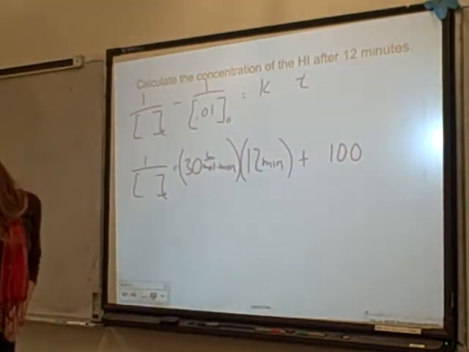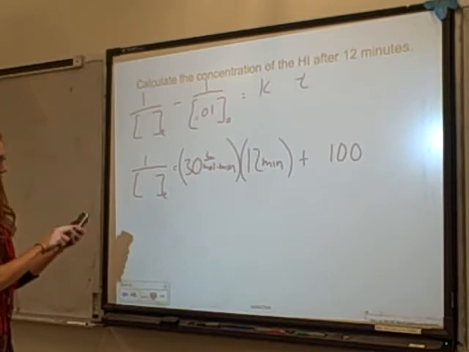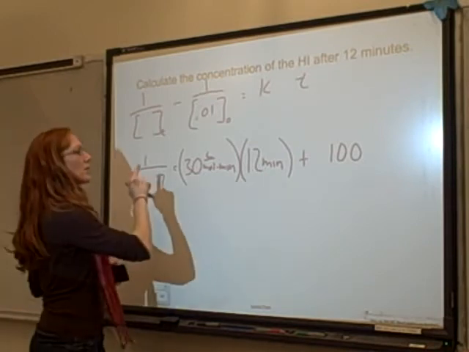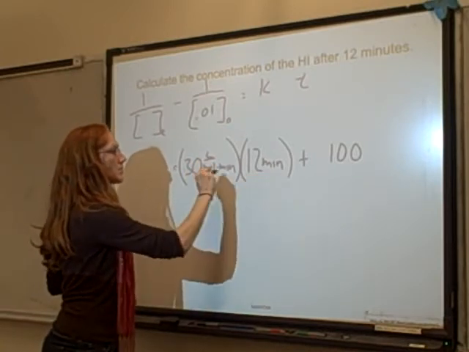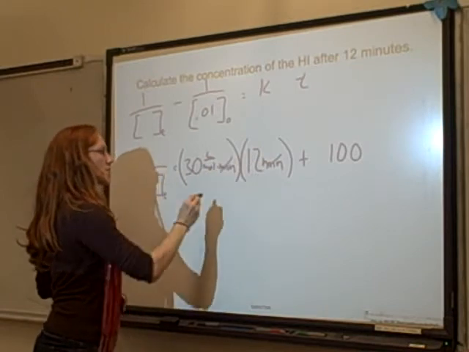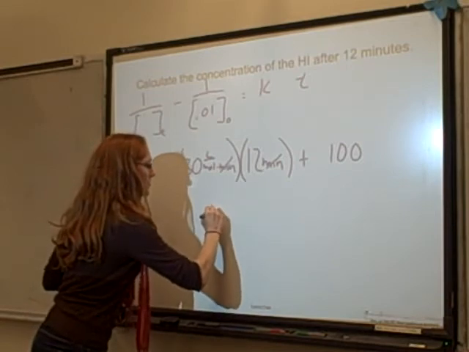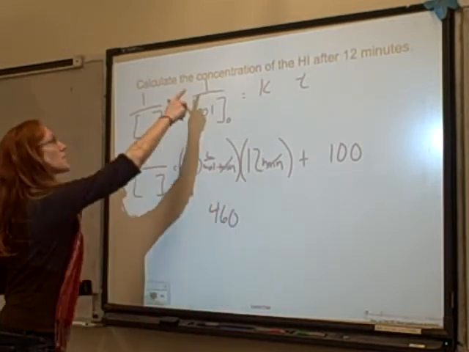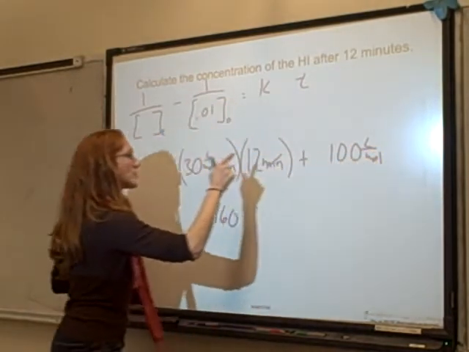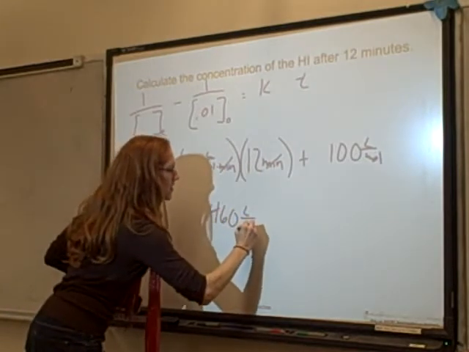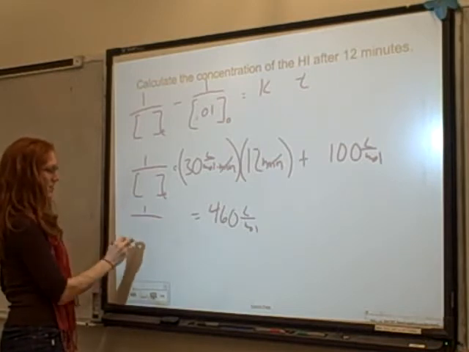Okay, so I've got plus 100 right there, and let's see, actually I have to type some stuff in. So I'll go 30 times 12, and I get 360 liters per mole minute times minute. Minutes cross out, so I get 360 plus 100, so I get 460. And this was 1 over moles per liter, so it's liters per mole. Great, so I'm adding liters per mole, and I'm adding liters per mole. Liters per mole. So 460 liters per mole equals 1 over this concentration, right?